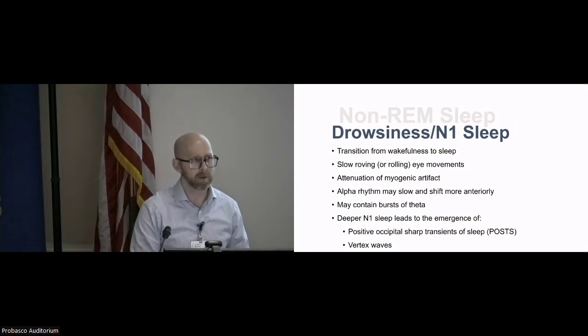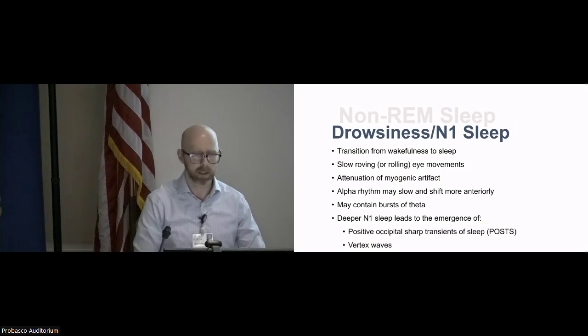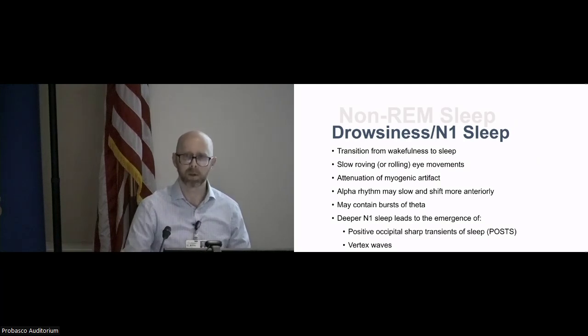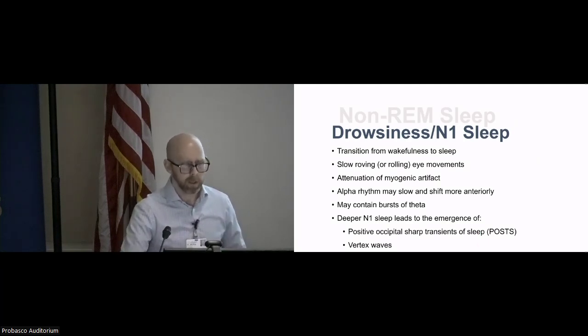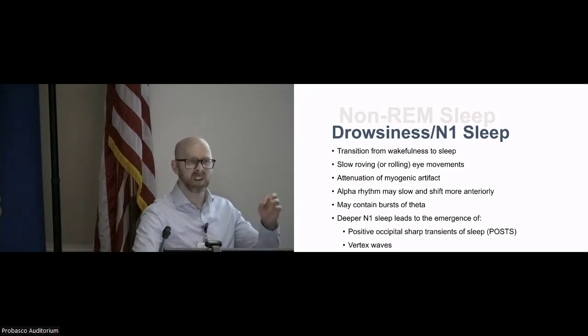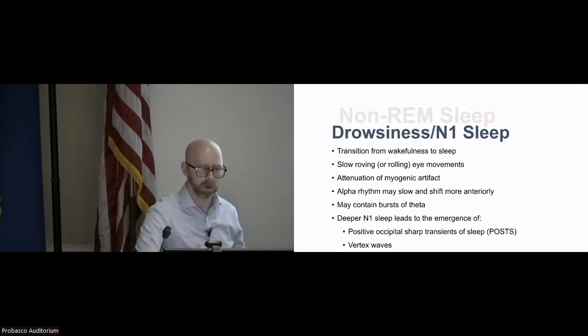There's a lot of different ways people do it, but I think that's the easiest way. The more I did this, I just think of it as the same thing. And when you start seeing positive occipital sharp transients and vertex waves, you know you're in a deeper stage of N1 sleep or drowsiness. You typically have these slow roving or rolling eye movements where the eyes slowly go back and forth, and you have attenuation of the muscle artifacts because they're getting more relaxed. And then the alpha rhythm will start to slow, and that gradient will start to go away somewhat, that we were talking about earlier.